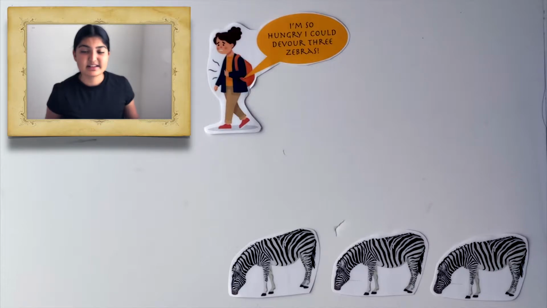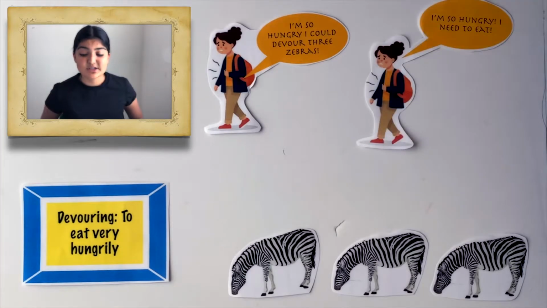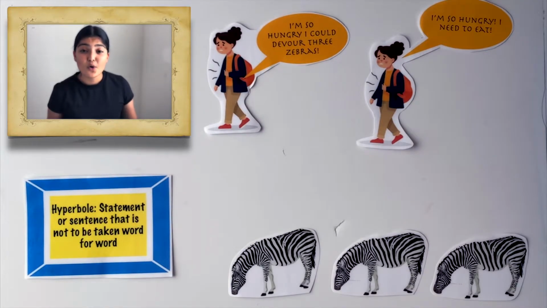This is Jill. Jill is walking home from school one day when she thinks, "I'm so hungry, I could devour three zebras." Now, of course, Jill could not eat three zebras all by herself. That's way too many zebras. But what Jill means to say is, "I'm so hungry, I need to eat." This is an example of a hyperbole. A hyperbole is a statement or sentence that is not to be taken word for word. So, when Jill says, "I'm so hungry, I could devour three zebras," we should not take what she means literally.